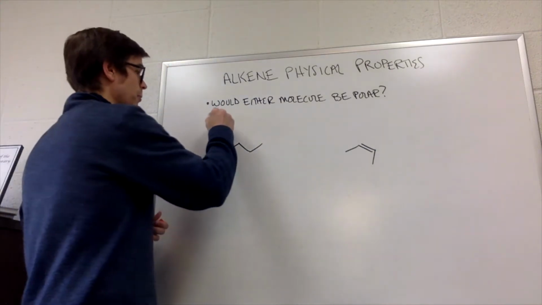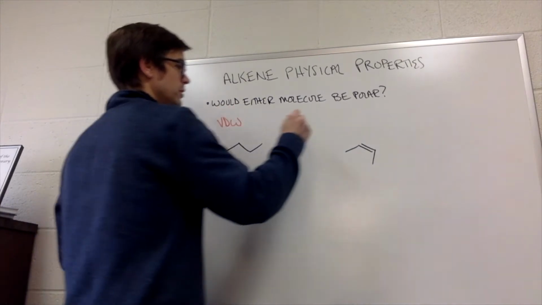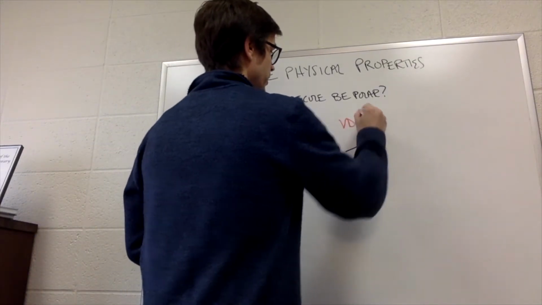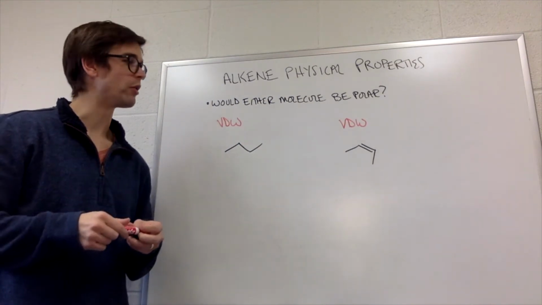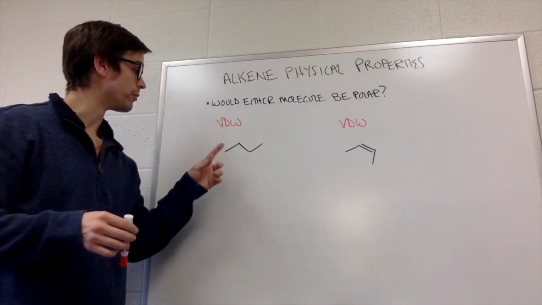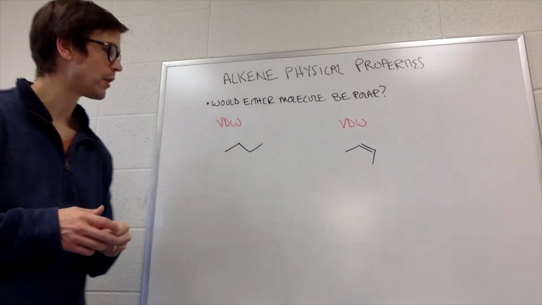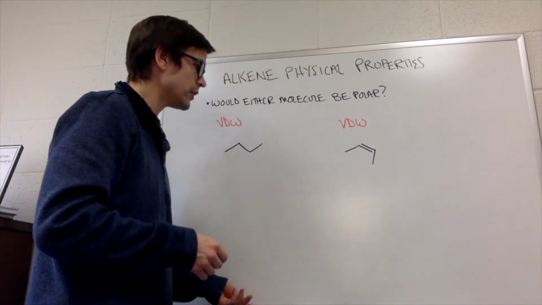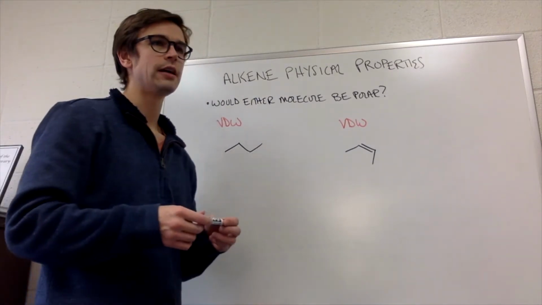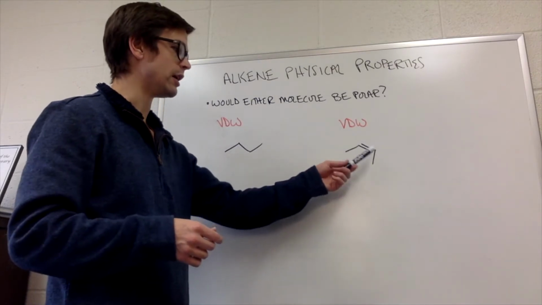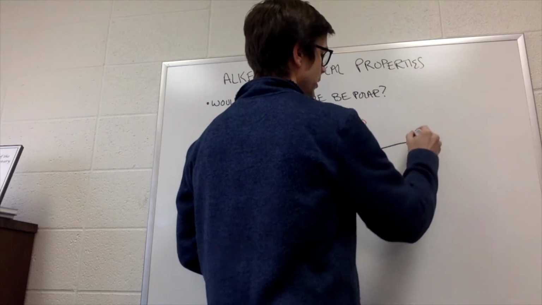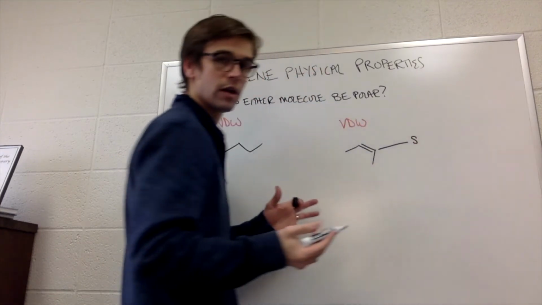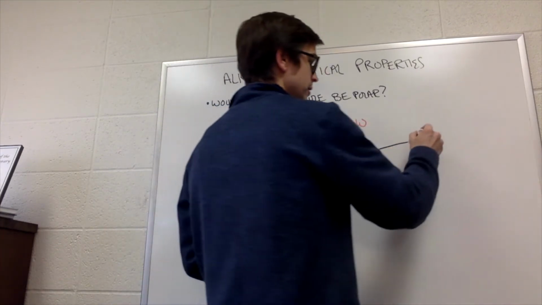So we could say that both of these technically have van der Waals forces, but it turns out that alkenes have a little bit more polarity compared to alkanes. So why is that? Well, when we consider the carbons of the alkene, their hybridization's a little bit different, right? That carbon is hybridized what? Answer for yourself. It's sp2.